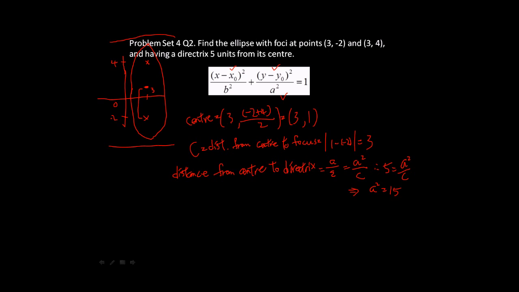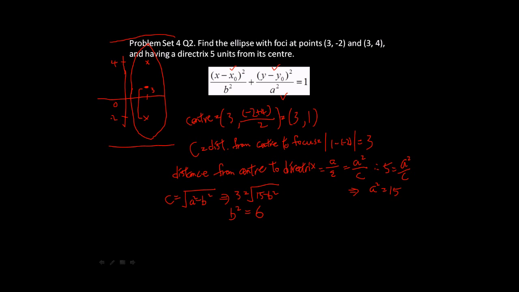Now the rest is of course to find what B squared is. So once again we have the relationship between C, A, and B given by this. C equals the square root of A squared minus B squared. So which tells us that 3 equals the square root of 15 minus B squared. Alright, and then we have B squared equals 6.